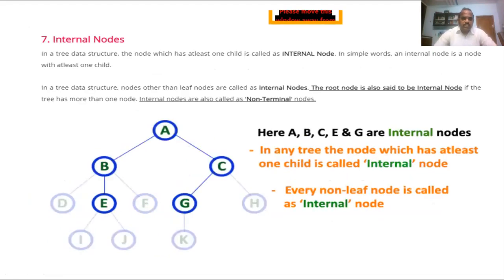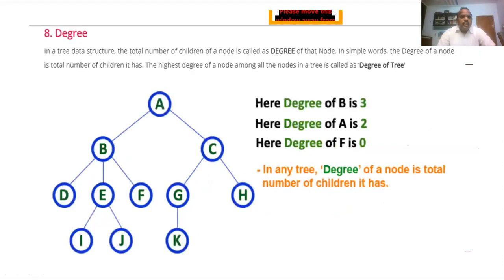Next one is internal nodes. In a tree data structure, the node which has at least one child is called an internal node. So B is an internal node, C is an internal node. Clear? Here A, B, C, E and G are internal nodes. In any tree, the node which has at least one child is called an internal node. Every non-leaf node is called an internal node.